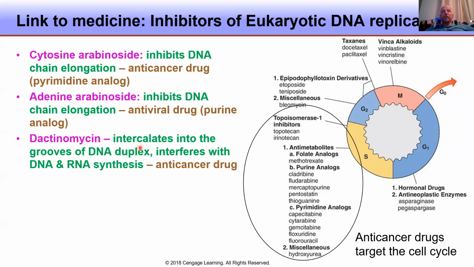duplex, and interferes with both DNA replication and also gene expression, RNA synthesis. That's another example of an anti-cancer drug. So you can see here that collectively all these different groups of drugs are referred to as antimetabolites. So they're drugs that interfere with normal cell processes, and all of these here are targeting DNA synthesis that would normally occur during S phase. Another good example is methotrexate, and this is known as a folate analog. So folic acid is an important component of nucleotides, and that's how methotrexate works.